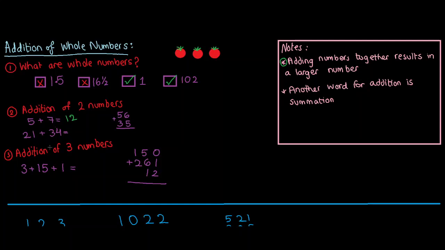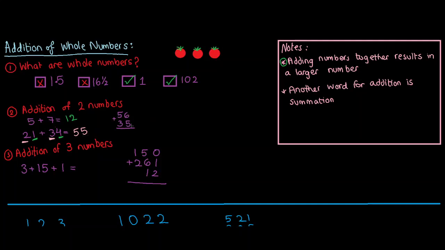21 plus 34. When we want to add numbers, we always need to make sure that we align our digits. So right here, our ones should be added with our ones, and then secondly, our tens will be added with our tens. Start with the ones. So 1 plus 4 is 5, and 2 plus 3 is 5. So our answer, 21 plus 34, is 55.